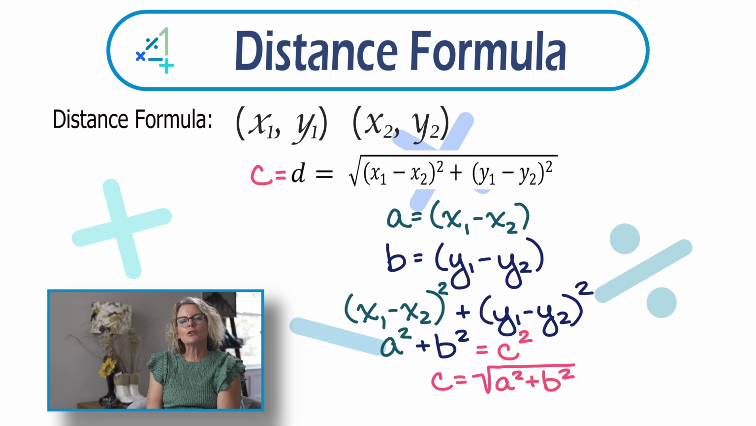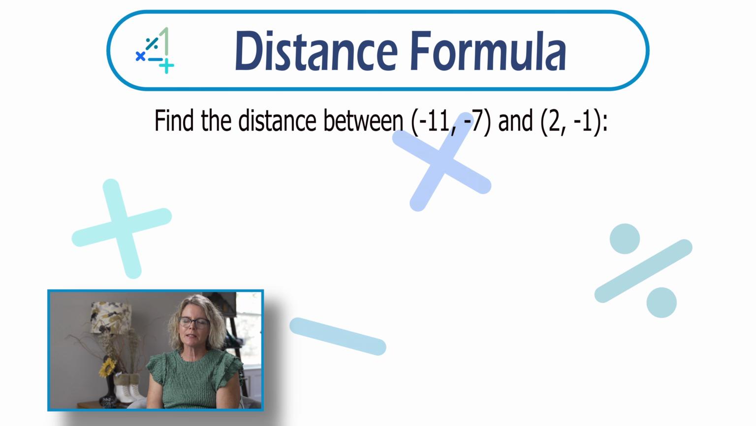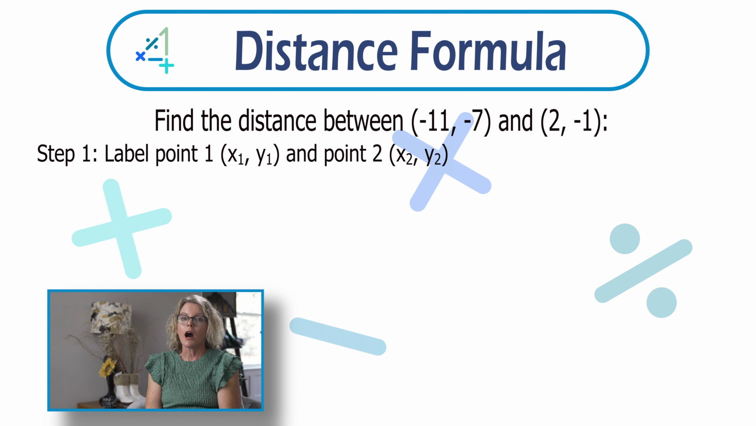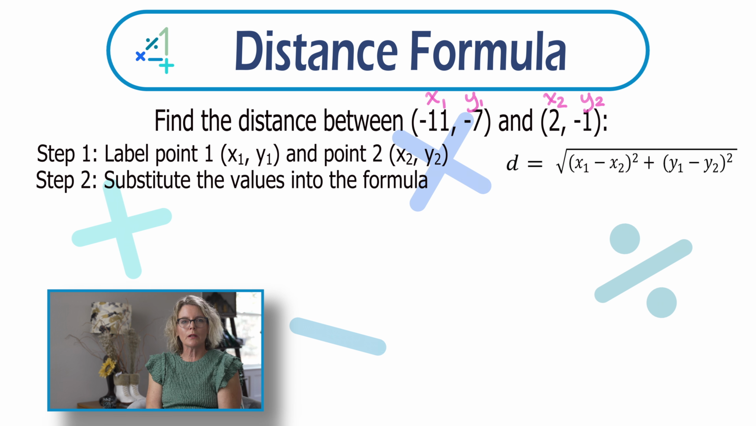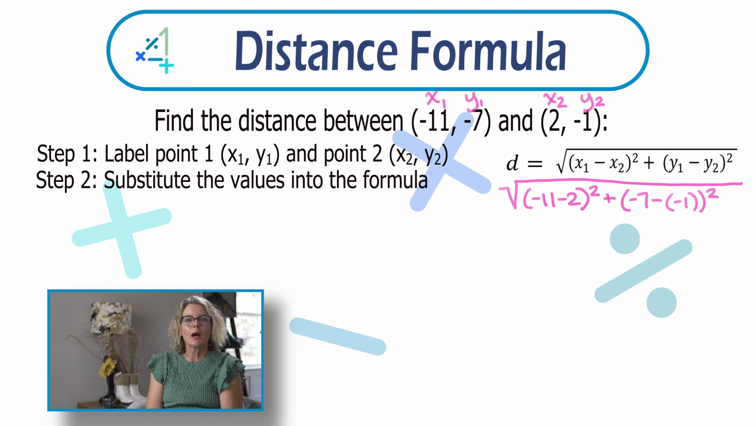Let's do an example using this formula. Find the distance between -11, -7, and 2, -1. Step 1. I'll label x1, y1 on the first point and x2, y2 on the second point. Then step 2. Substitute the values into the formula. We take that big square root, parentheses, -11 minus 2 squared, plus parentheses, -7 minus -1 squared.